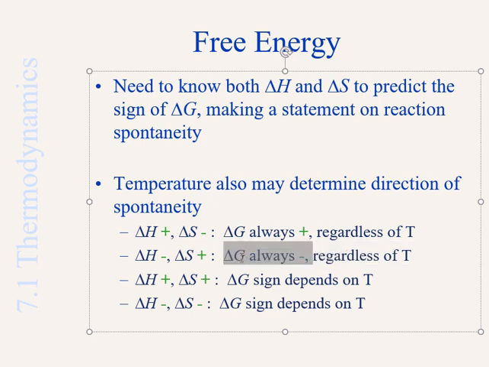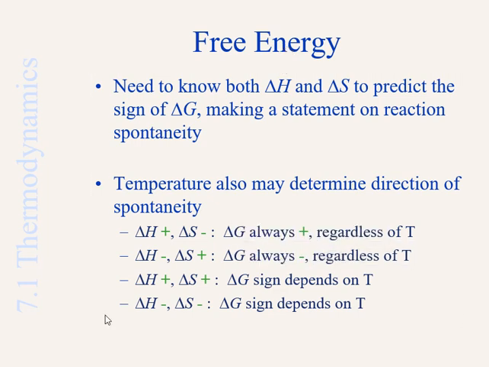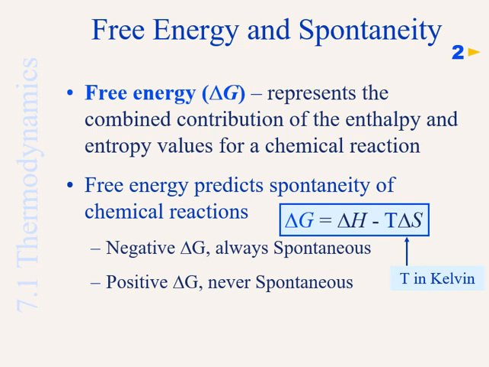But if delta H is positive, meaning it's endothermic, and delta S is positive, meaning that the sign of the change in entropy is positive, then the sign of delta G will depend on the temperature. So if you have an endothermic reaction that increases the disorder, well, it depends on the temperature at which you carry out the reaction. So let's have a look at this.